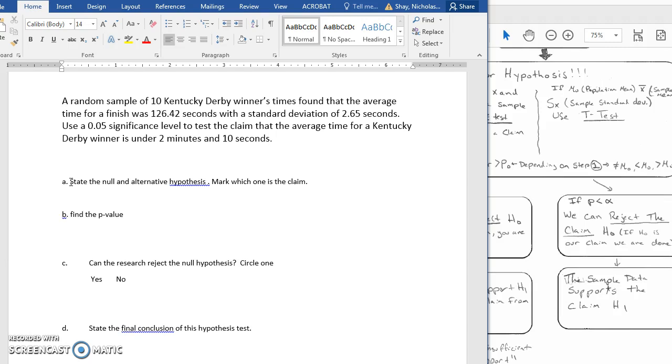A random sample of 10 Kentucky Derby winners' times found that the average time for finish was 126.42 seconds with a standard deviation of 2.5. Use a significance level to test the claim that the average time for a Kentucky Derby winner is under 2 minutes and 10 seconds.